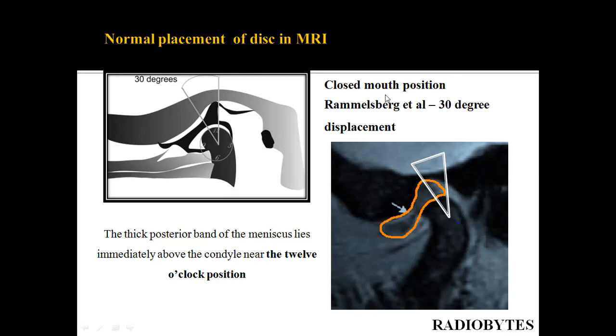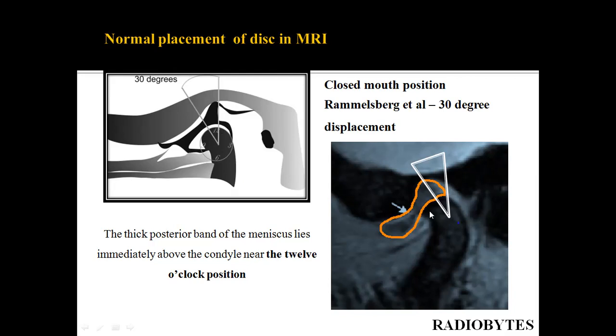That is what Ramelsberg et al. told in his studies. In his study, he found that almost 33% of the patients who exhibited variation in the placement of the articular disc, with a variation of 30 degrees from the 12 o'clock position, did not present with any symptoms. So in that case, you need not consider it to be a pathology and treat the patient. It is quite normal. So this is with the line diagram.